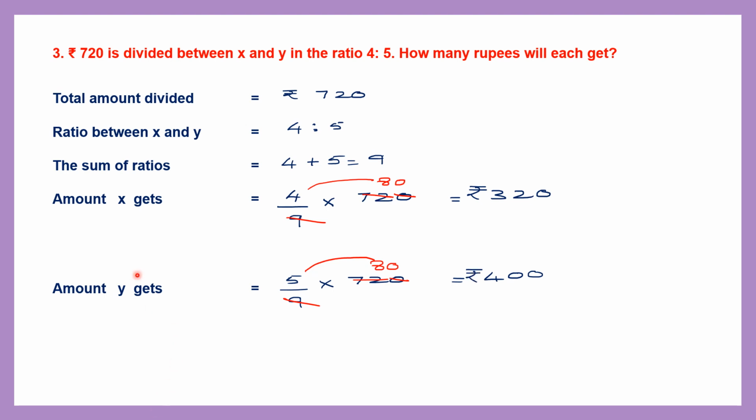So now we know how much x gets, 320, and y gets 400 rupees. If you add up both, you should get 720 rupees, which is the total amount.